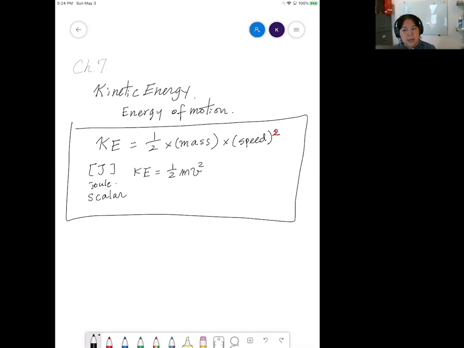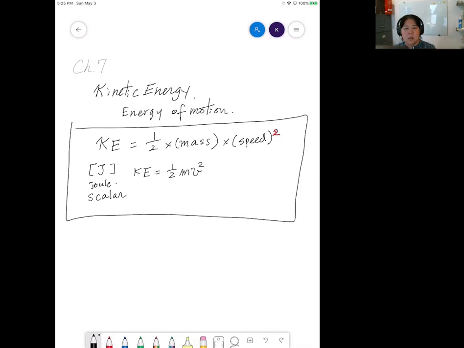But interestingly, it's squared. So if you move at twice the speed, your kinetic energy doesn't just double, it's going to quadruple. It becomes 2 squared, so it becomes 4 times more. So it goes by the square of the speed.